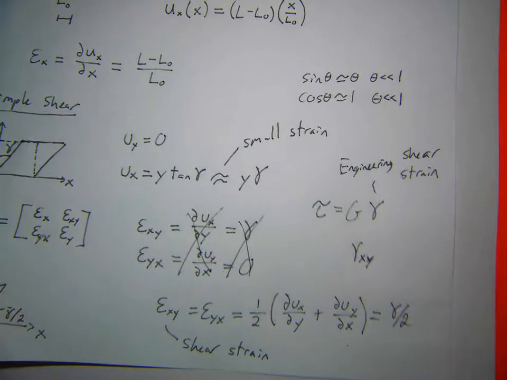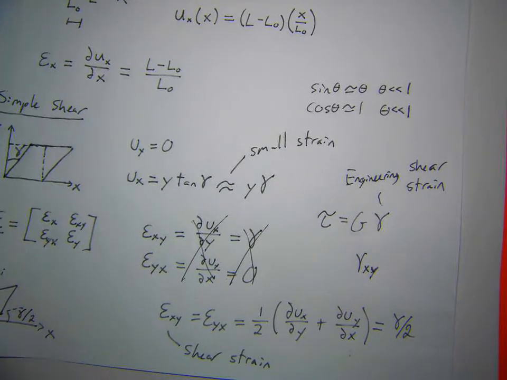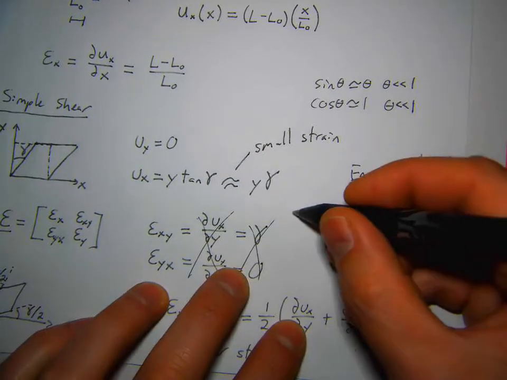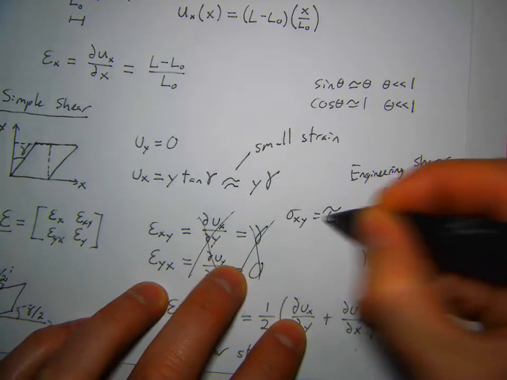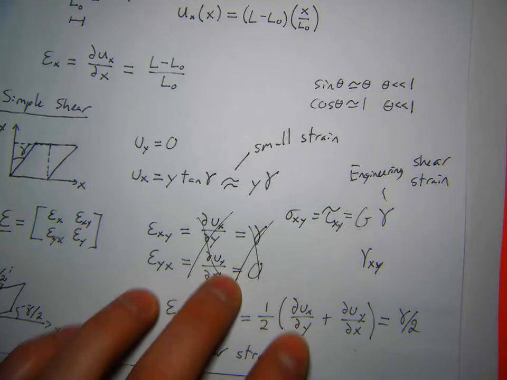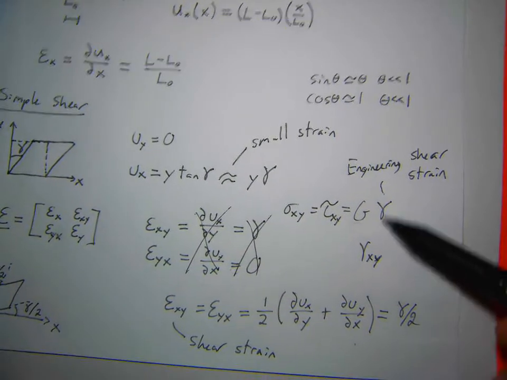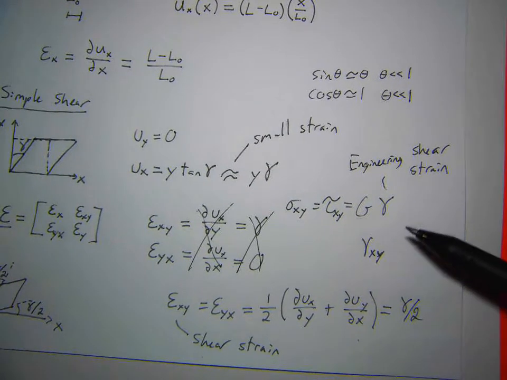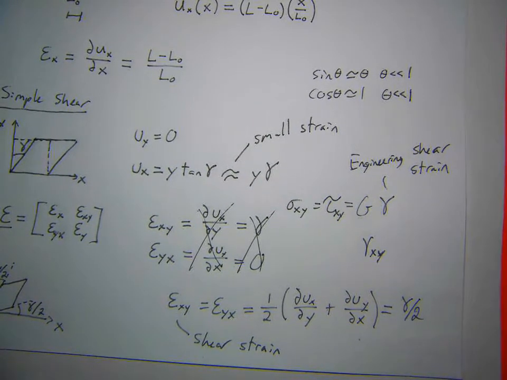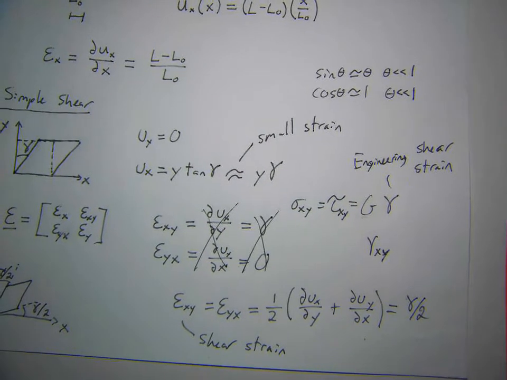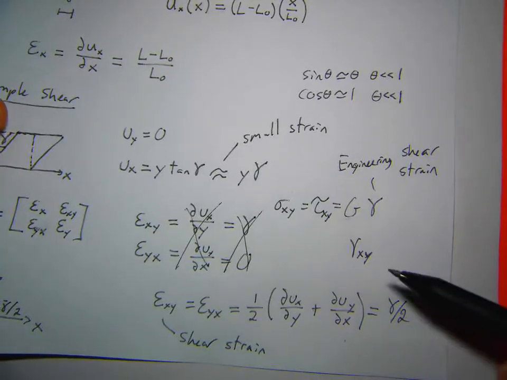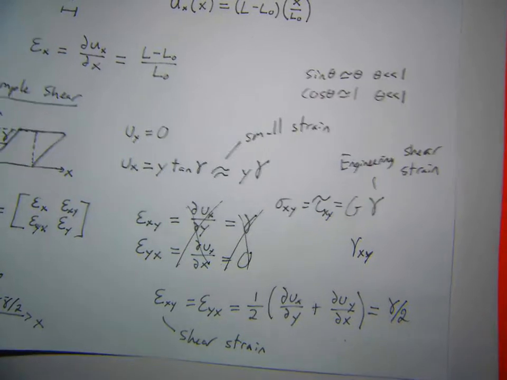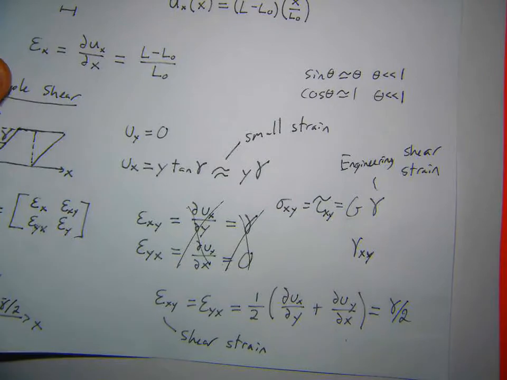Yes. So tau is related to gamma by G. What is tau? Tau is still my shear stress. Oh, thank you. Yeah. So this is that same epsilon xy, tau xy. But we use engineering shear strain for the definition of shear modulus, which makes things confusing. It's just convention at this point, and I'm going to tell you what the convention is, and we're going to go with it.